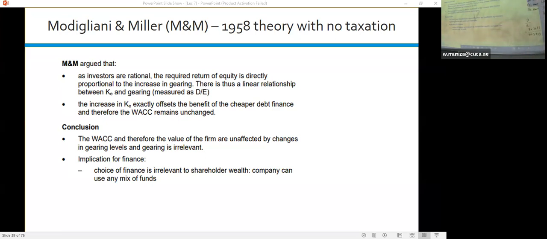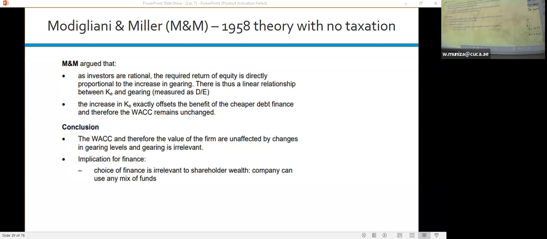In this theory, M&M has told us that the more gearing there is in the company, the more beneficial it is. So the more we increase the gearing, that is what we were discussing at the start. The more debt there is in the company, the more advantage there will be. The weighted average cost of capital is going to become lesser and lesser.